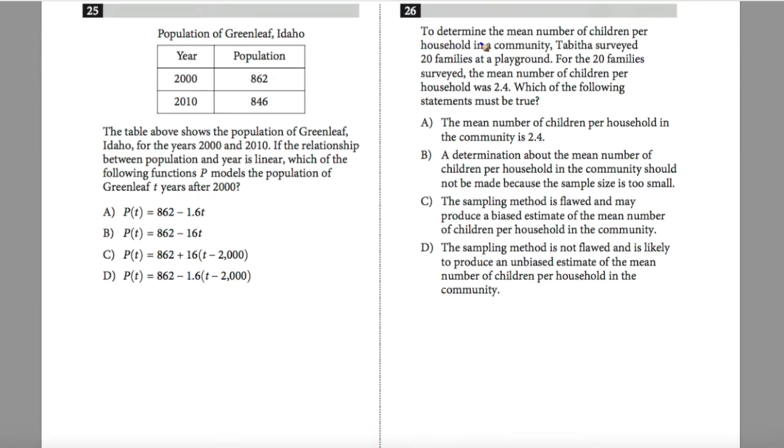Question 26, to determine the mean number of children, meaning average, right? That's really what we're referring to. Mean is referring to average number of children per household in a community. Tabitha surveyed 20 families, not that large of a population size, kind of medium, at a playground. That's a huge no-no, okay? She was asking about the average number of children per household in a community, but she only went to a playground. That's a huge bias. She should have gone door to door to evaluate each of the families.